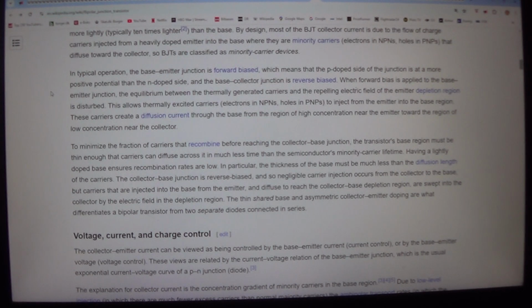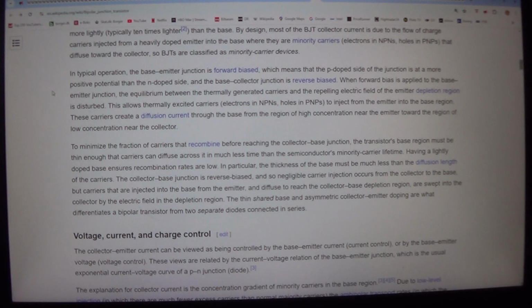In typical operation, the base-emitter junction is forward biased, which means that the p-doped side of the junction is at a more positive potential than the n-doped side, and the base-collector junction is reverse biased. When forward bias is applied to the base-emitter junction, the equilibrium between the thermally generated carriers and the repelling electric field of the emitter depletion region is disturbed. This allows thermally excited carriers, electrons in NPNs, holes in PNPs, to inject from the emitter into the base region.